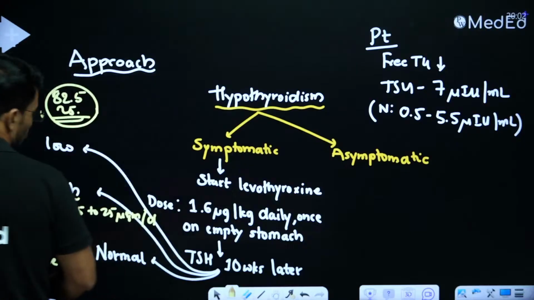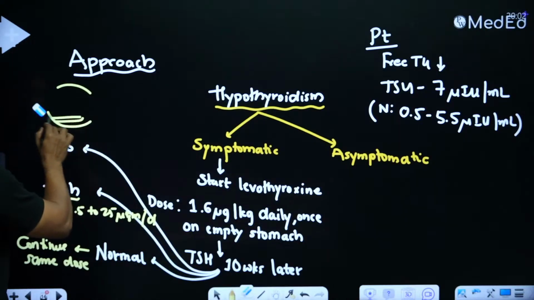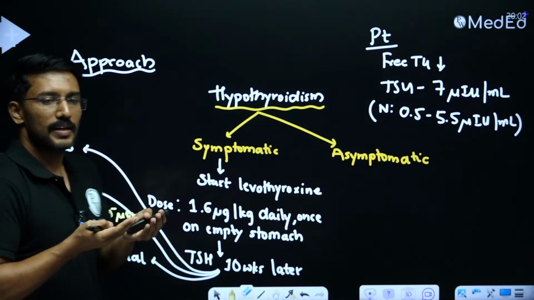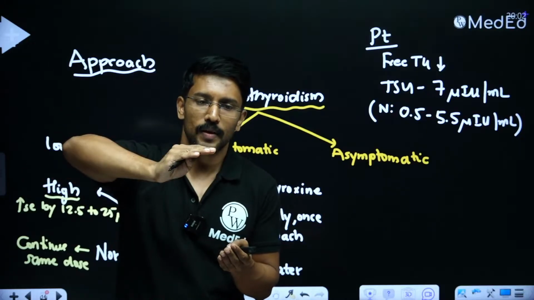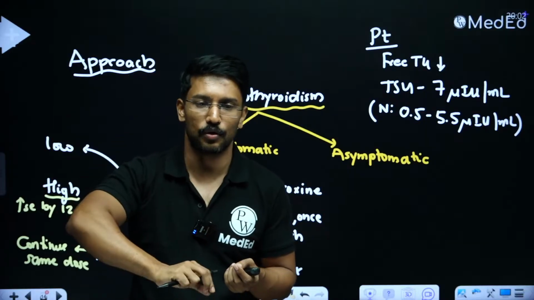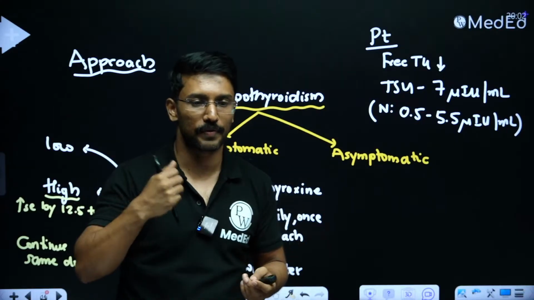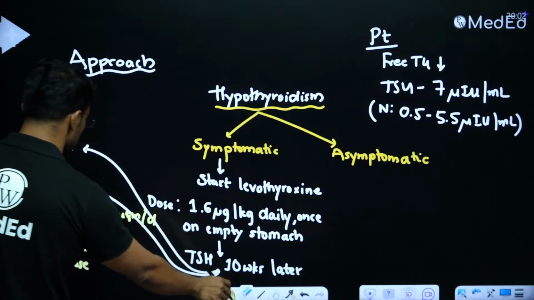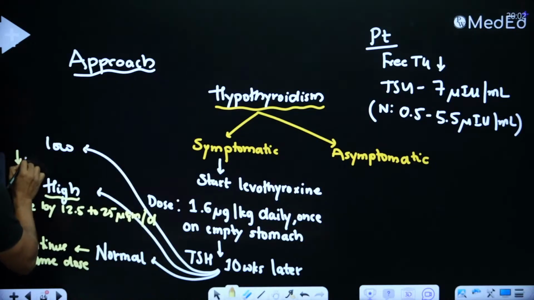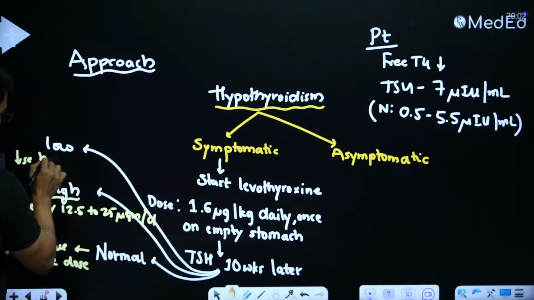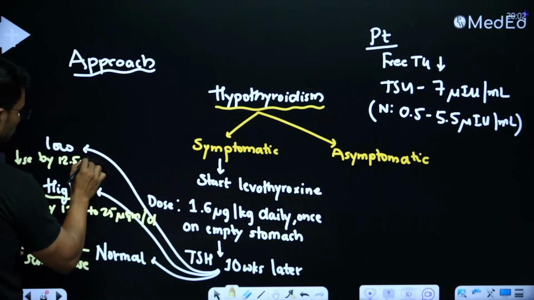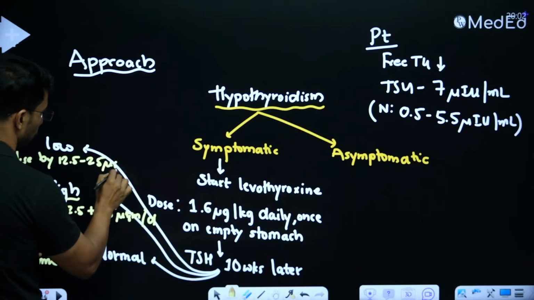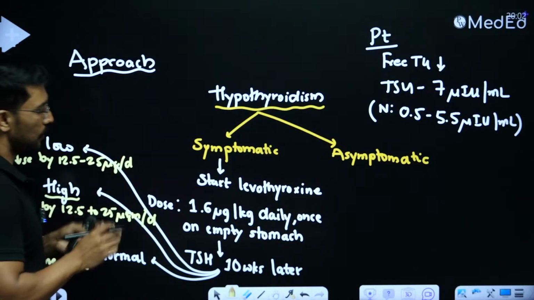And if it is low, meaning TSH has gone low, when will it go low? When T4 is causing negative feedback and causing the suppression of TSH. More than the required dose of T4 is being given. So in such cases, we have to decrease by 12.5 to 25 micrograms per day. So that is going to be our approach.